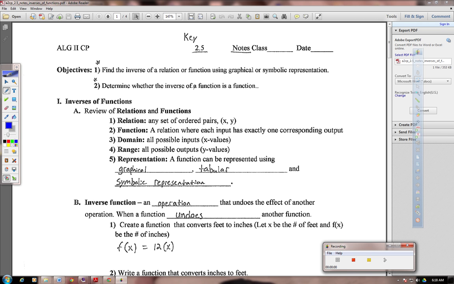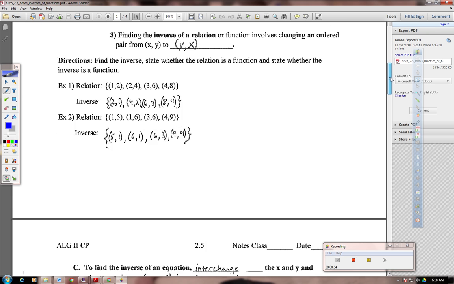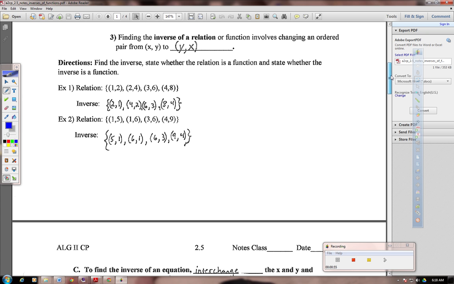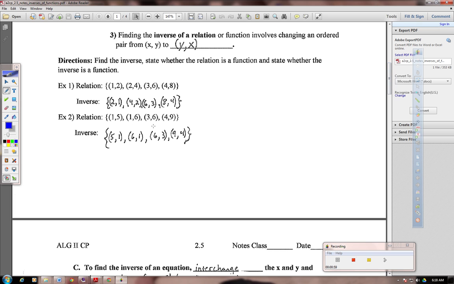We also want to determine whether the inverse of a function is a function. And remember how to determine whether a function is a function, or whether a relation is a function, rather. Each input needs to have exactly one output. Those are laid out in the notes. So if you look at example 1, the relation that they give us, is that relation a function? Well, no x values repeat themselves, so yes, the relation is a function.